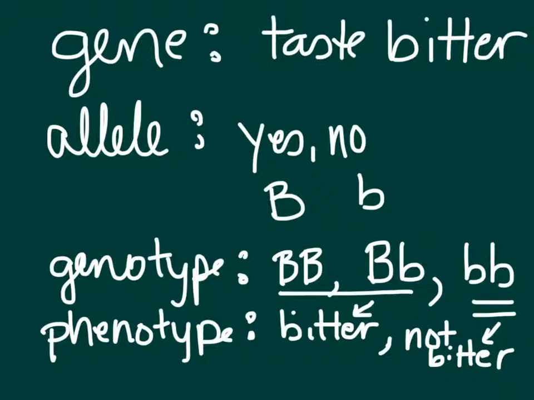We call the difference between these two alleles dominant and recessive. If you have a gene that's dominant, if that allele is present, that's the allele that you have the phenotype for. If you have one capital B, then you will be able to taste bitter. That's dominant. It dominates the other allele, so it masks its presence.